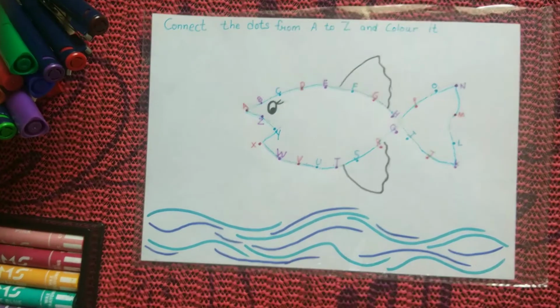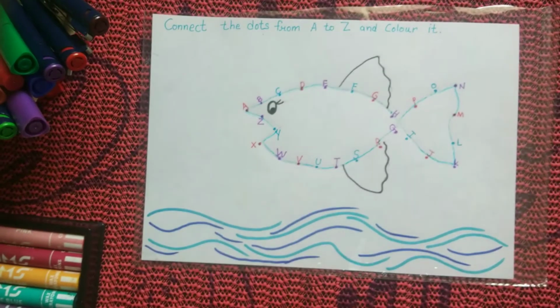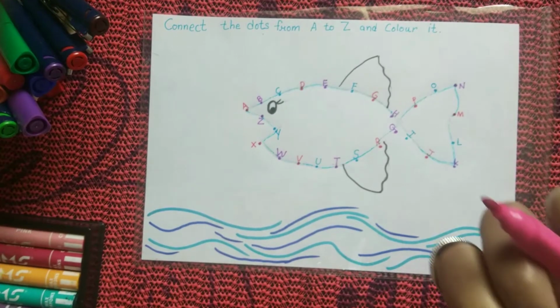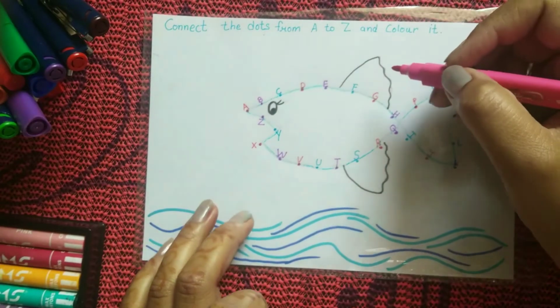Great! Can you see what we have done? We have made a fish here. So you can make it recyclable also, reusable also, or you can work directly on it so that it is easy for them to color it with crayons. I'll color it with the sketch here.